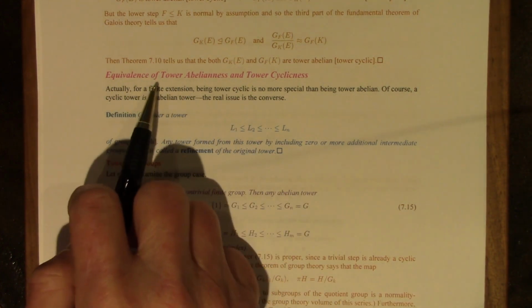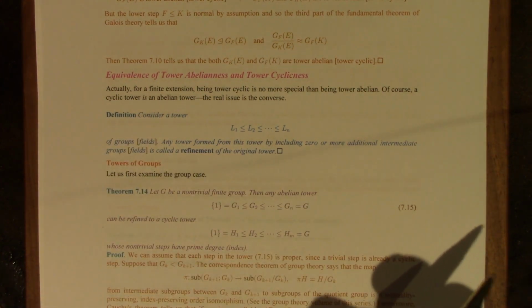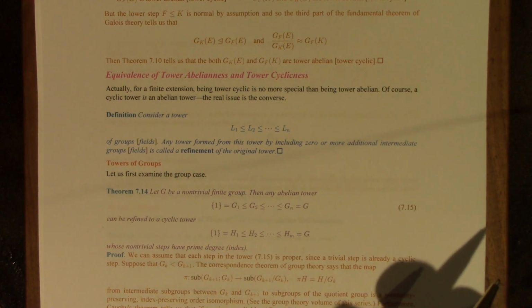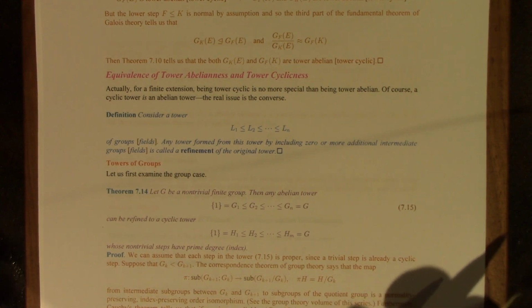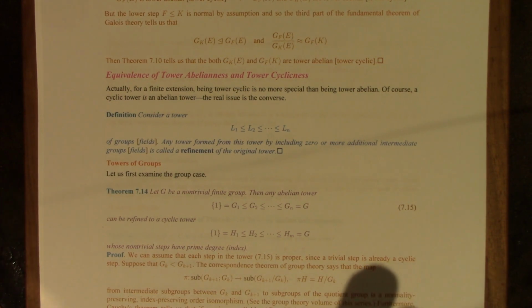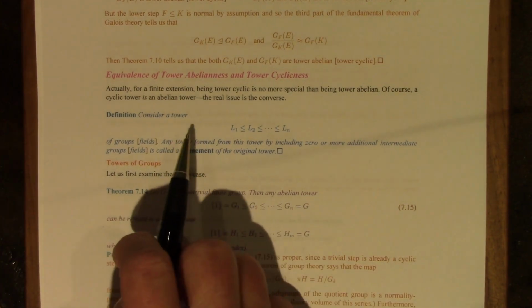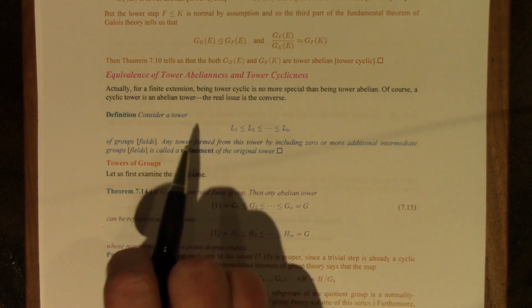Now, for a finite extension, it might seem like being tower cyclic is more special than being tower abelian, but it's not. Tower cyclic extensions are tower abelian, but also tower abelian extensions are tower cyclic, for finite extensions. And the way to arrive at that is the following.